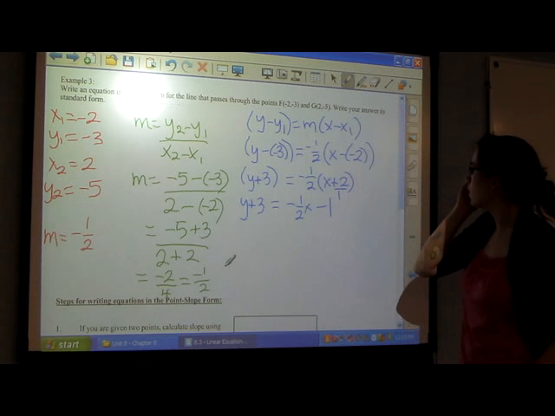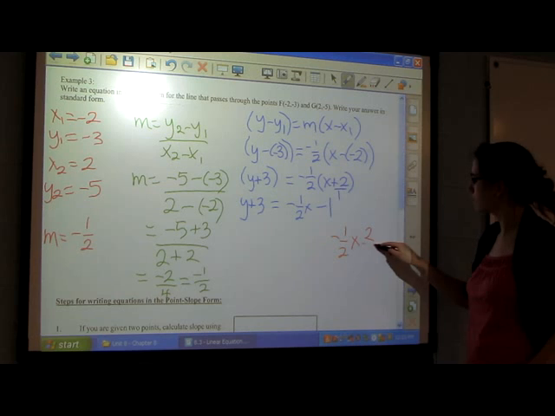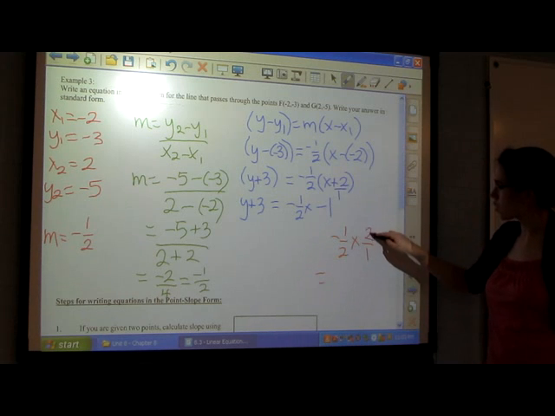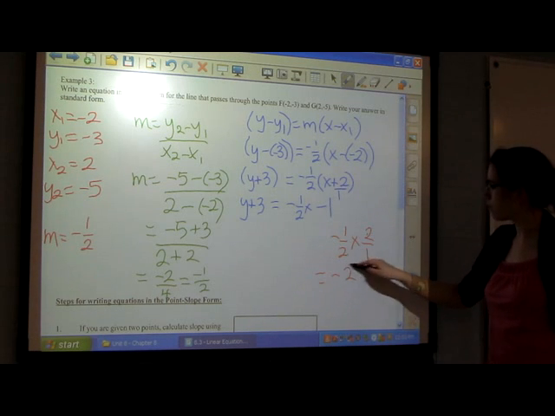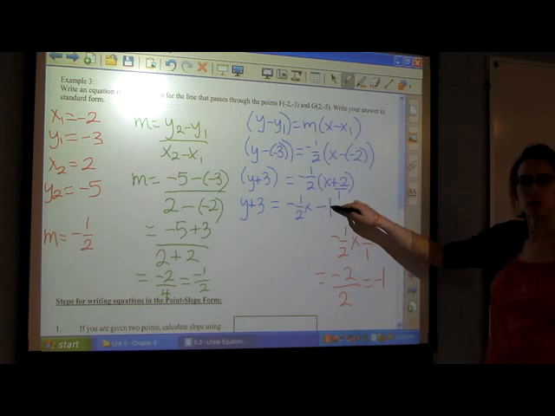I have -1/2 times 2 over 1. Top times the top gives me -2. Bottom times the bottom gives me +2. -2 divided by 2 is just -1. That's where that -1 came from.